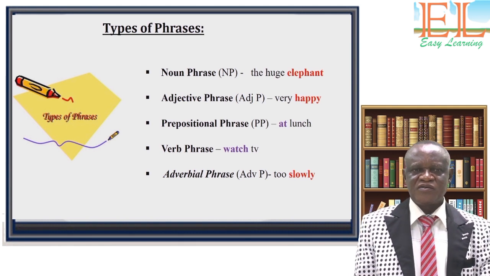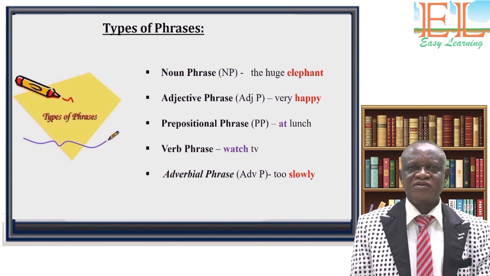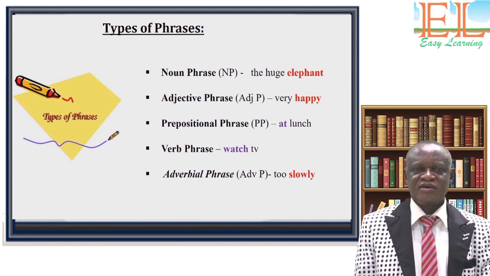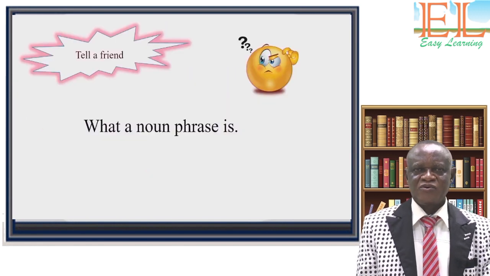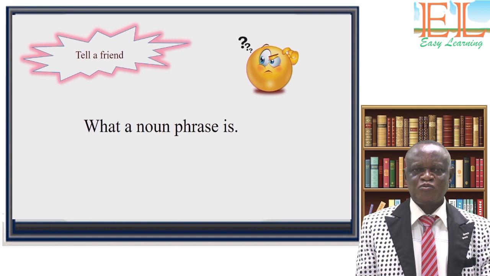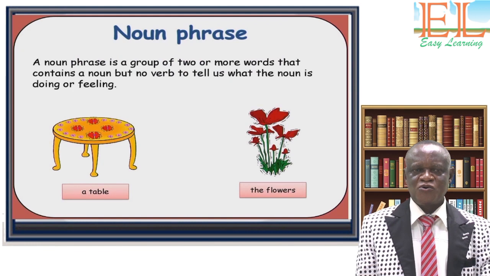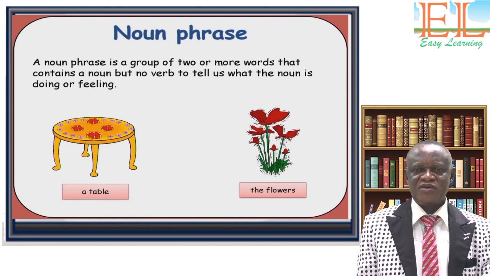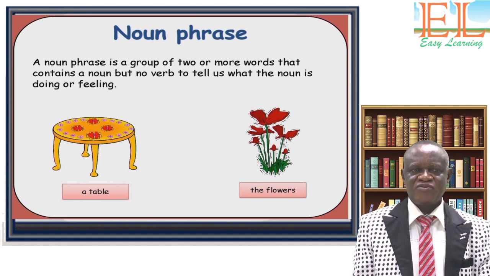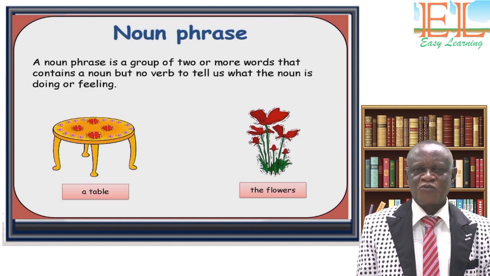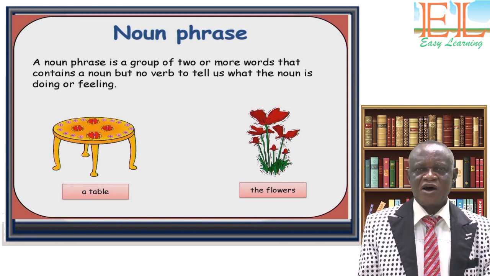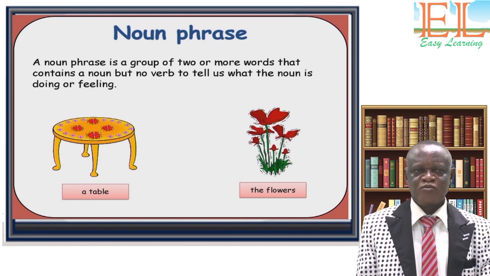We move from phrases to a particular type of phrase, the noun phrase. What is a noun phrase? Good. Your answer is correct. Look at the diagrams on the slide. We have a table, so a table is a noun phrase. The flowers is a noun phrase. So, a noun phrase is a group of 2 or more words that contains a noun but no verb to tell us what the noun is doing or feeling.